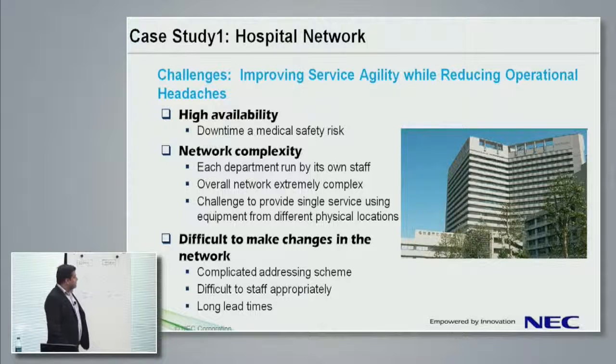Some of the complexity they had in the network, first one was the high availability, because they wanted to make sure there is no downtime risk if any upgrade happens on the network. But also they had a lot of different departments, and each department was run by different IT staff. So there was a coordination issue between the staff. Also a long lead time, because if you want to roll out a service, you have to coordinate between all of them. And it was very complicated given the addressing in the system as well. And this actually prevented them from introducing new services in the network.